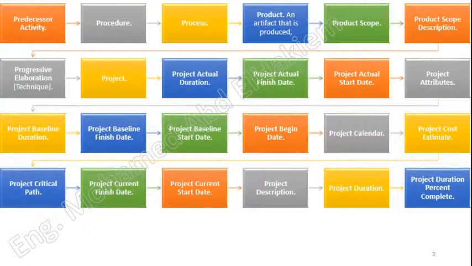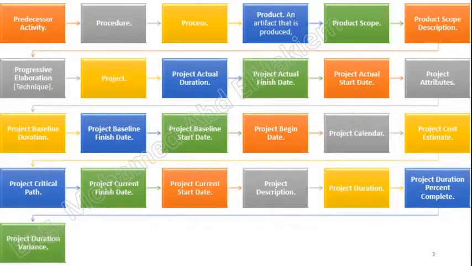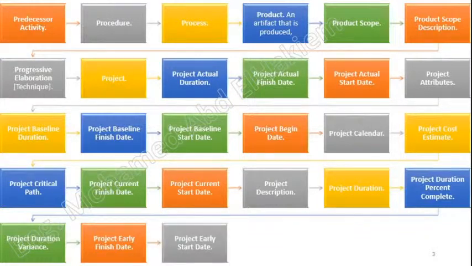Project duration variance. A quantifiable deviation, departure, or divergence away from a given duration for a project. Project early finish date. The earliest possible point in time associated with the completion of the last schedule activity of the project. Project early start date. The earliest possible point in time associated with the beginning of the first schedule activity of the project.